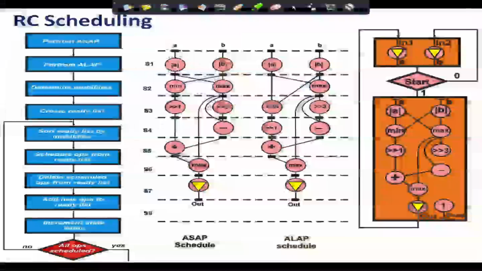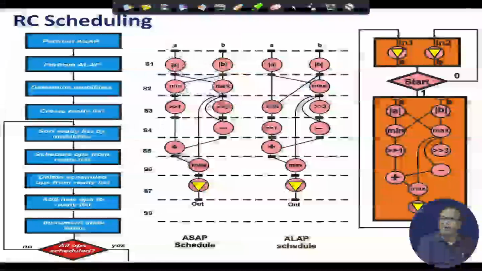A and B are ready, min and max are not ready as yet. Therefore, A and B will be in the ready list and they will be sorted by mobility. What is the mobility of A and B? Both are 0. Therefore, I can take any one of them. Now, as soon as A is scheduled, I assume that A has been computed. What do I add to the ready list? I do not add anything to the ready list because of the dependency. Next, I schedule B, and once B is scheduled, then what comes in the ready list? Min and max, both come in the ready list.